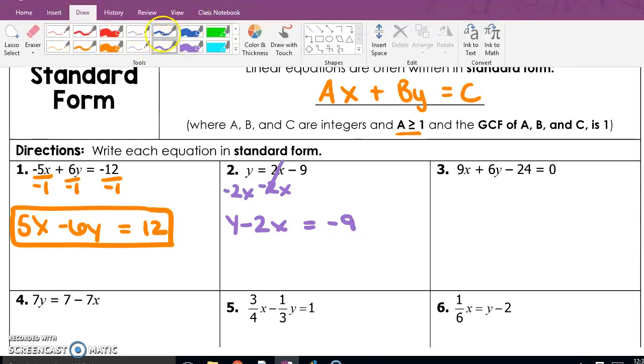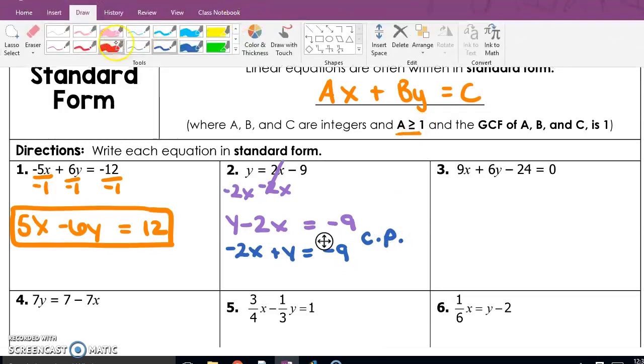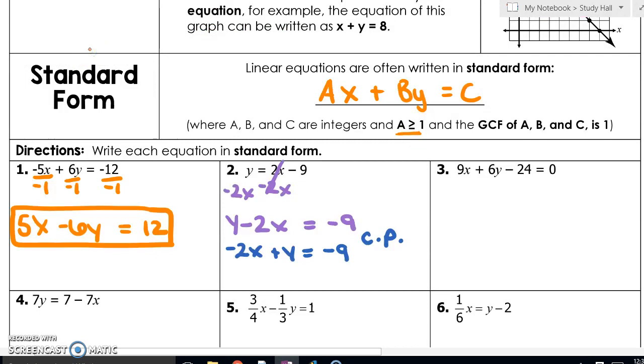and that would look something like y minus 2x equals -9. We do want x to come first, so we'll write it as -2x plus y equals -9 using the commutative property. And then again, divide every term by -1 so that the first term is positive. We always want the first term to be positive. So all of the signs change, and that's okay.